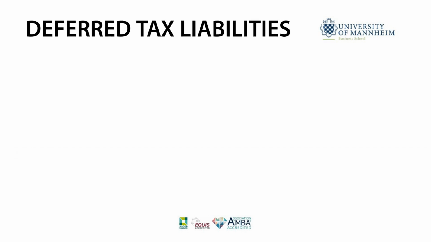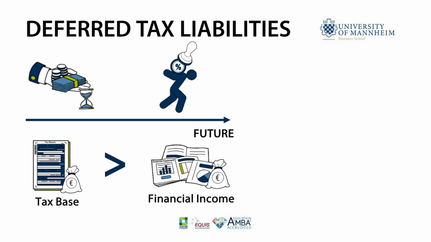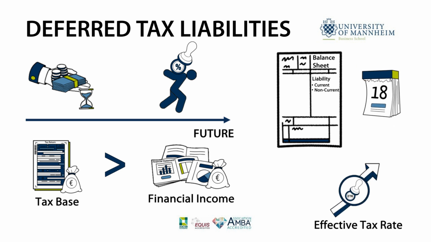Let's first talk about deferred tax liabilities. A deferred tax liability represents a future tax obligation. It arises when your corporation's future taxable income is expected to exceed its future financial income. On the balance sheet, this deferred tax liability is recognized as current or non-current, depending on its expected due date, and it increases your corporation's effective tax rate.